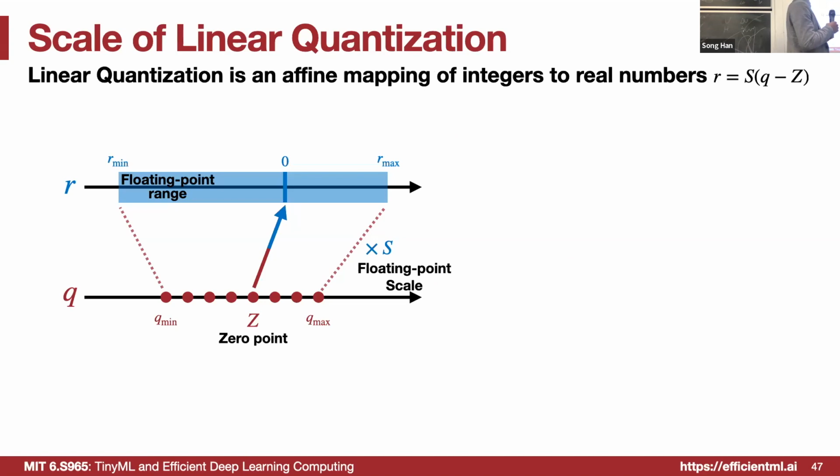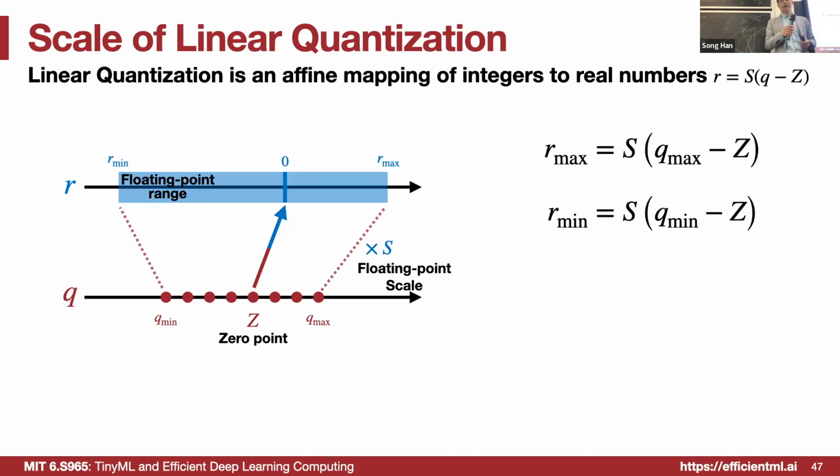And then we are going to find this mapping between the Q-min and Q-max. Put in the equation where we have this affine mapping, where we are turning this quantized value to the floating point value. Q-max would be mapped to this R-max, right? So Q-max should be mapped to R-max. Q-min should be mapped to R-min.